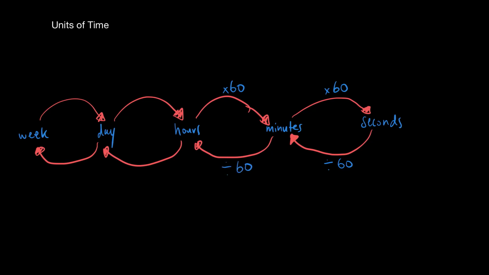Now, how many hours in a day? We need to multiply the day by 24, as it's 24 hours in a day. And if we go back the opposite way, we're dividing by 24. How many days in a week? So a week, we multiply by 7 to get the amount of days. And going back the other way, we divide by 7.